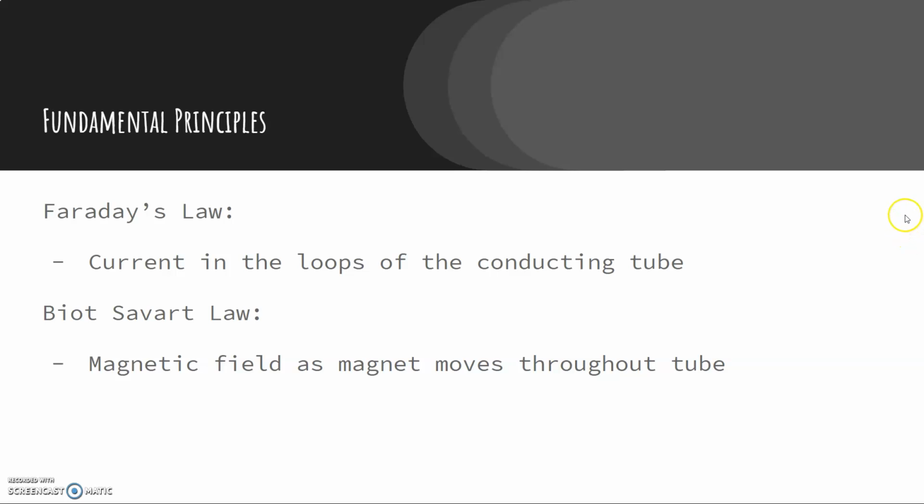There were two main fundamental principles involved with this lab. We have Faraday's law, which was used to find the current in the loops of the conducting tube, as well as the Biot-Savart law, which was used to find the magnetic force and field as the magnet moves through the tube.